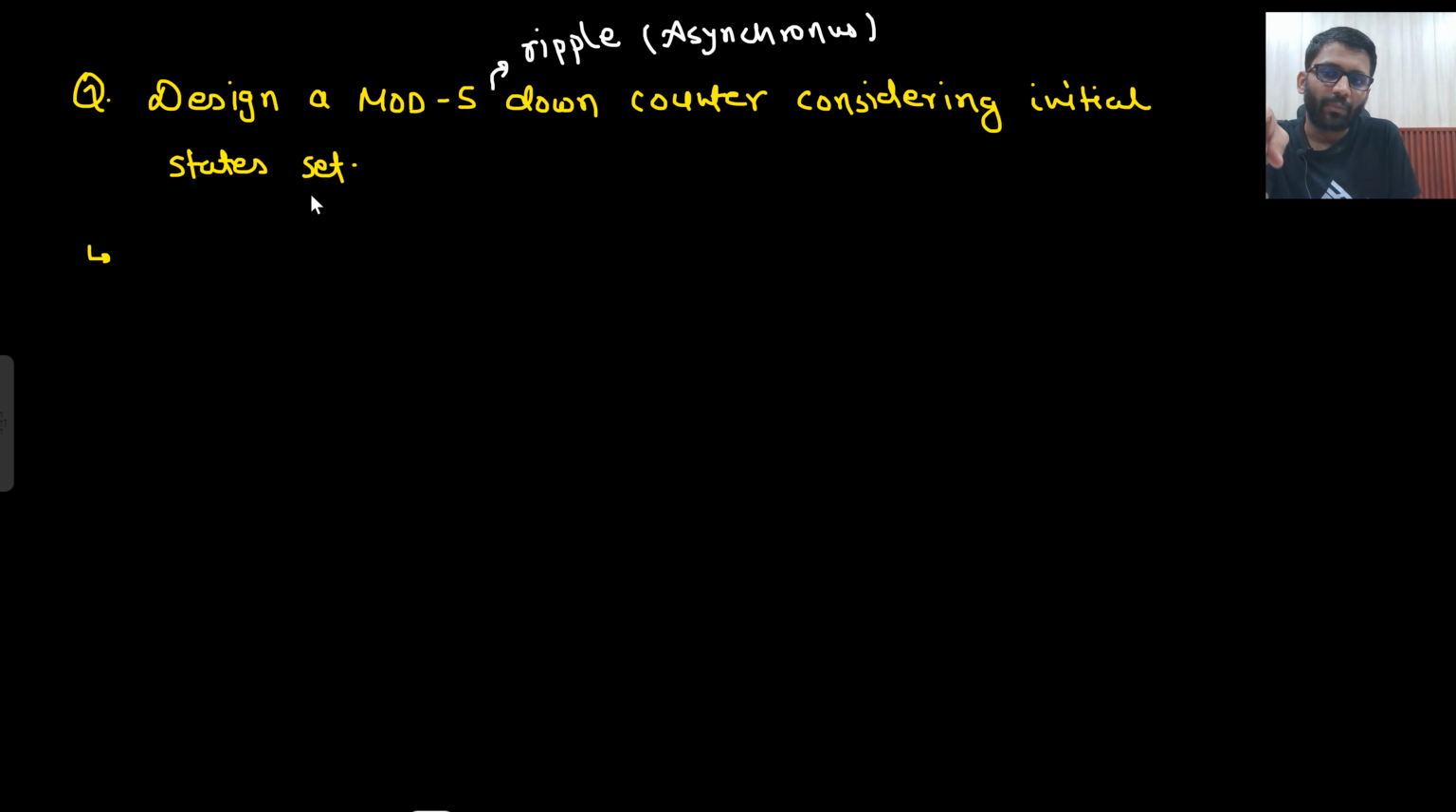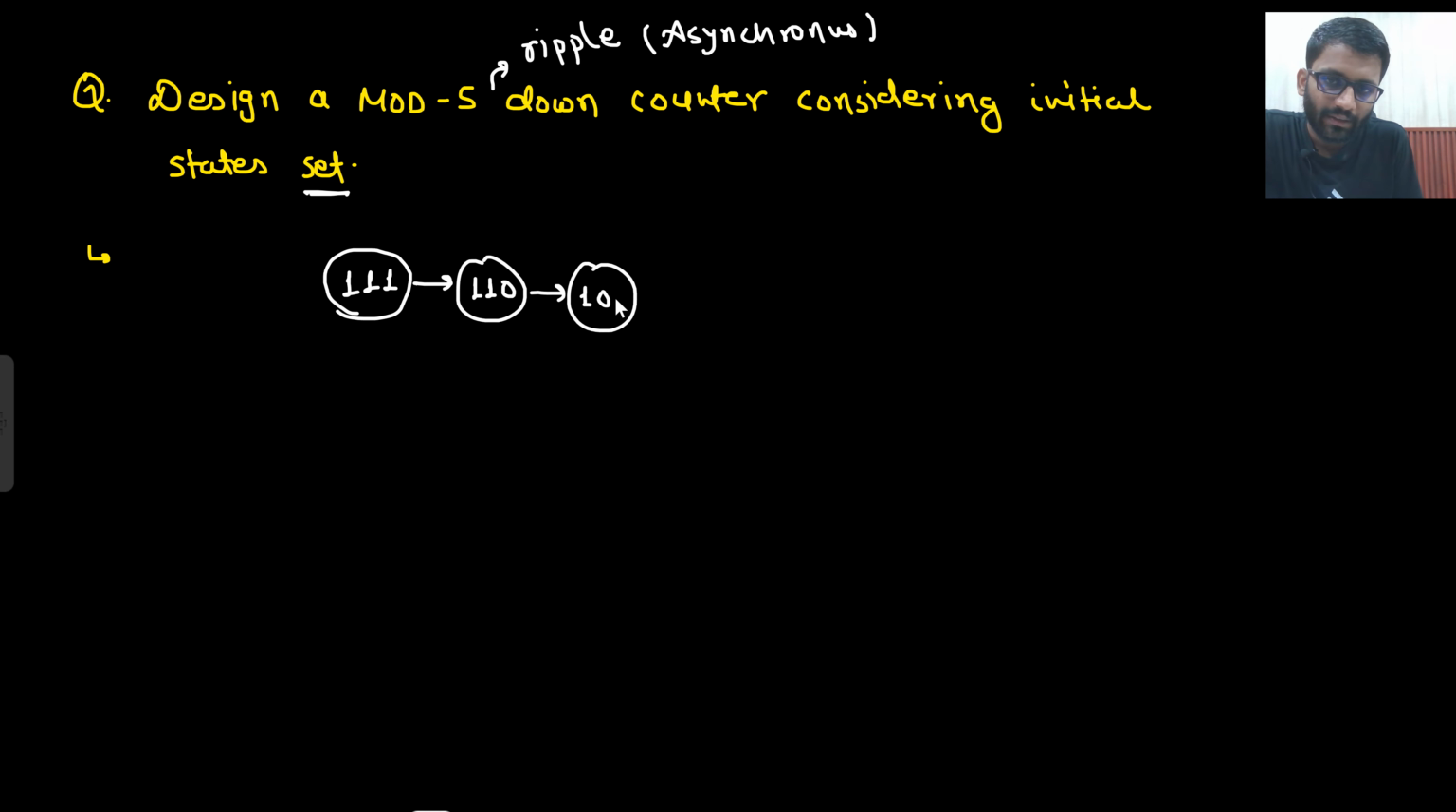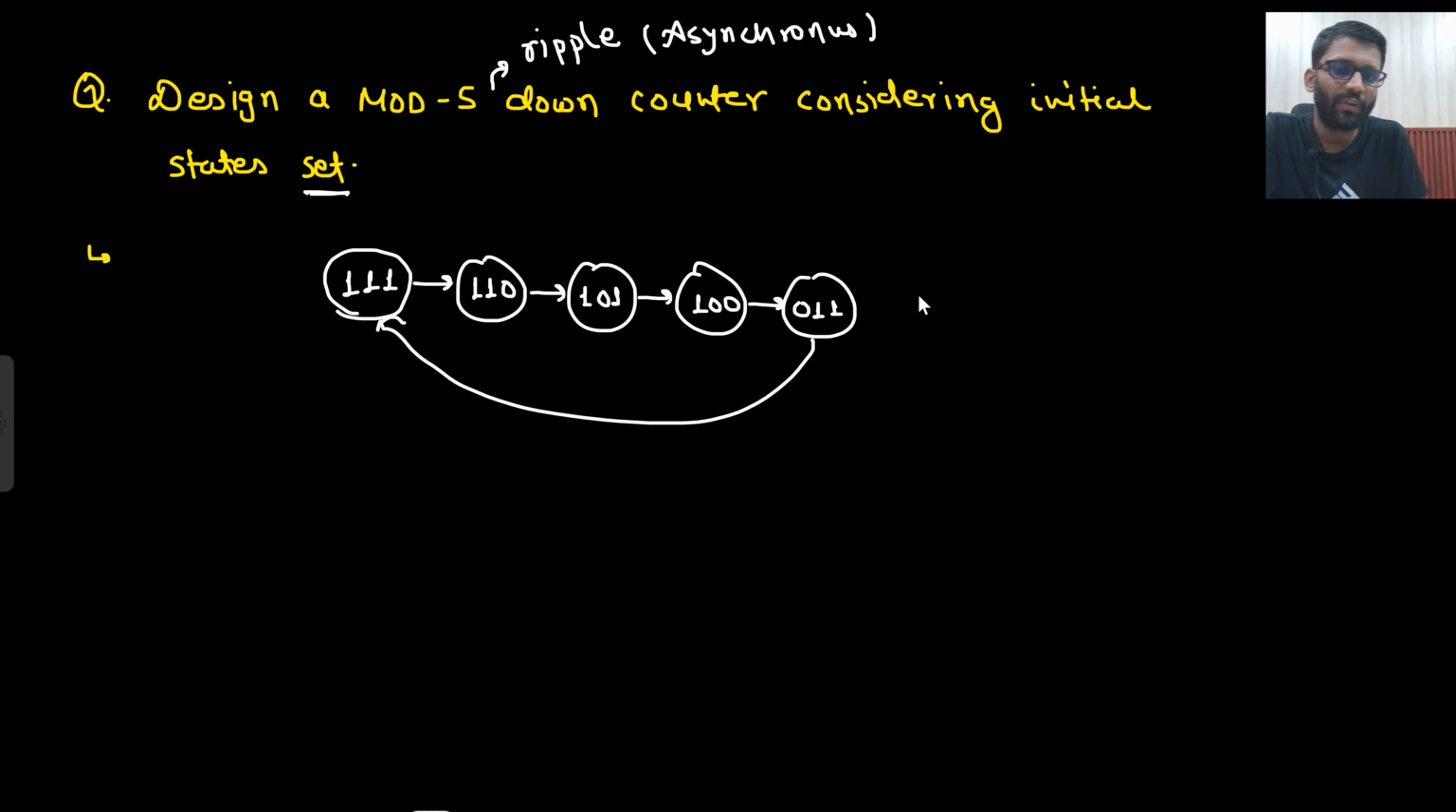First see this important point, the initial states are set. What do you mean by initial states being set? That means all states are at 1 1 1 1. Then from here you are designing down counter, so you will go to 6. You need 5 states, right? 7, 6, 5, 4, 3. That's it. This will be your last state, because you needed 5 states. So 5 states you are having. So this is your mode 5 down counter.